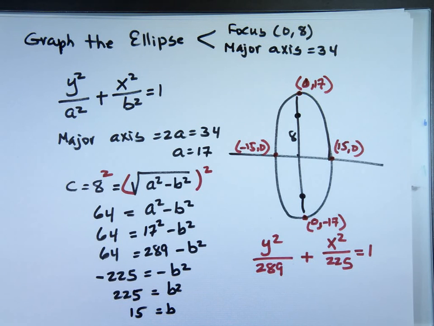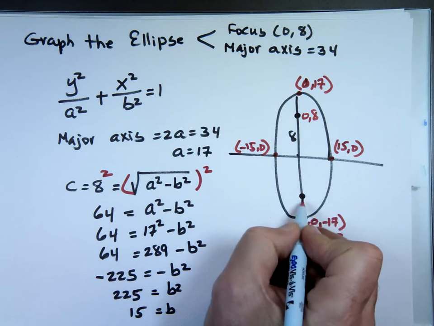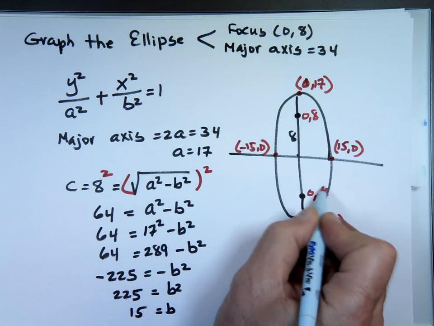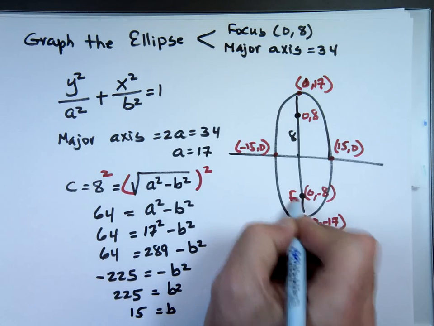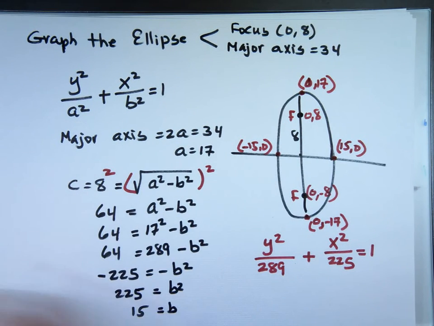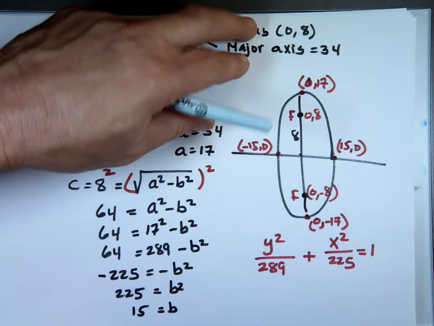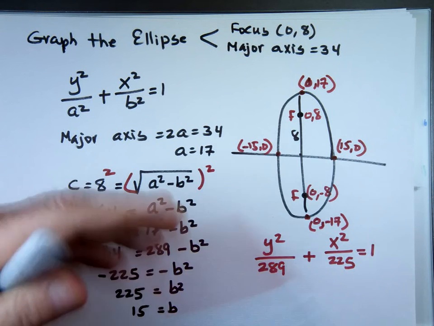We know this is 0, 8. We know this is 0, negative 8. That's a focal point, and that's another one. We know the major axis is 34. That was given to us. The minor axis is 30. So these two pieces gave us a lot of stuff. They told us which way the ellipse is turning, what a is, and what we can find for b from it.